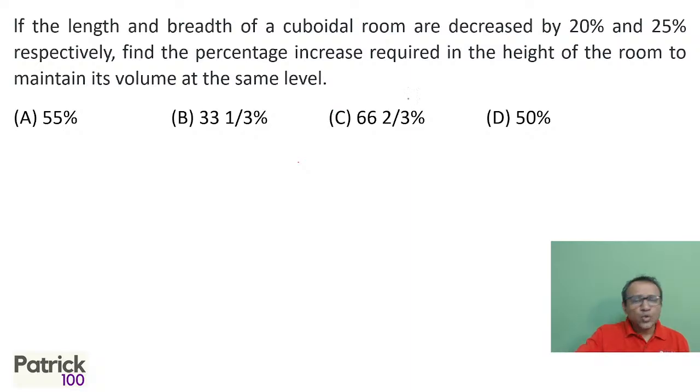Okay, so a good way to solve these type of sums is assume length, breadth and height as 10, 10, 10. That's the best way to do it. So that means the volume is 1000. You can take it as x, y, z also.